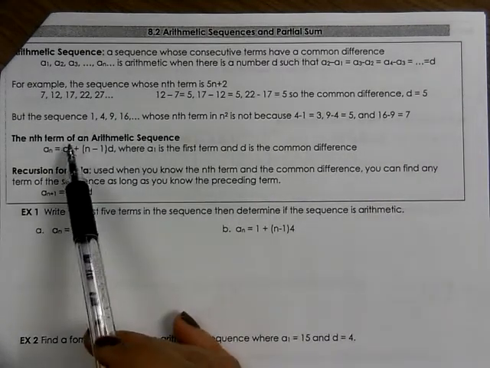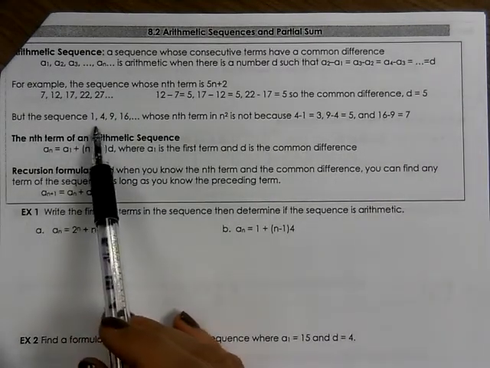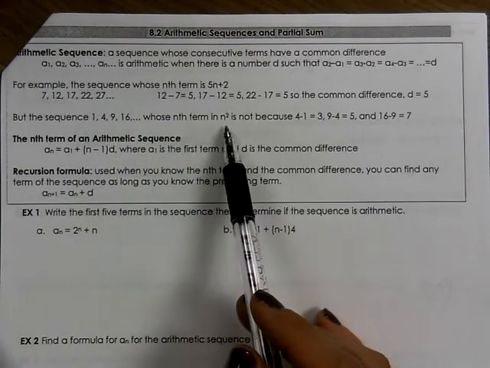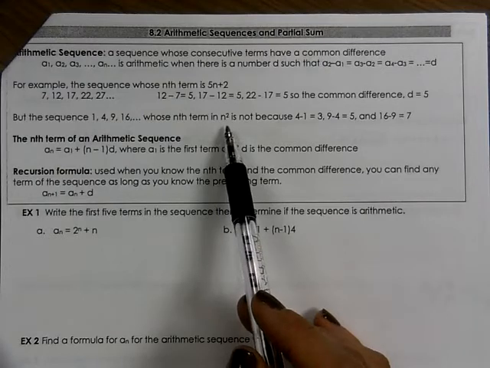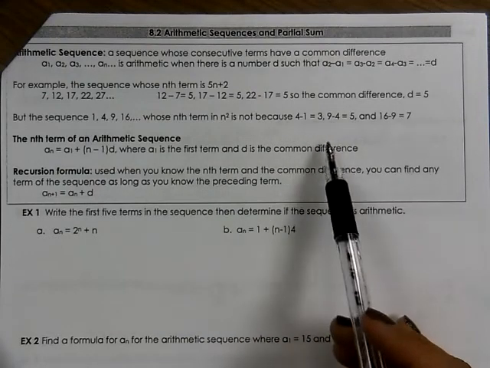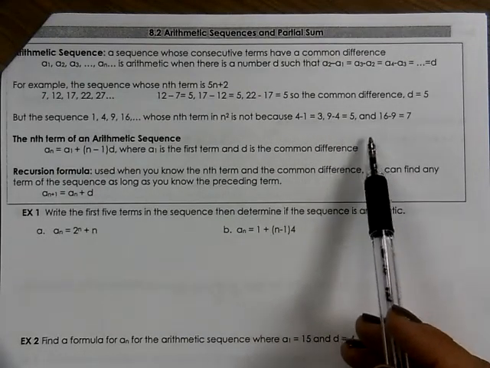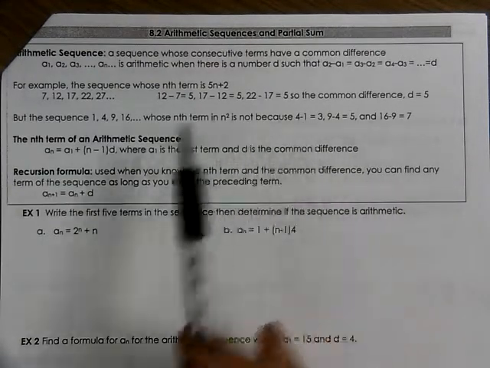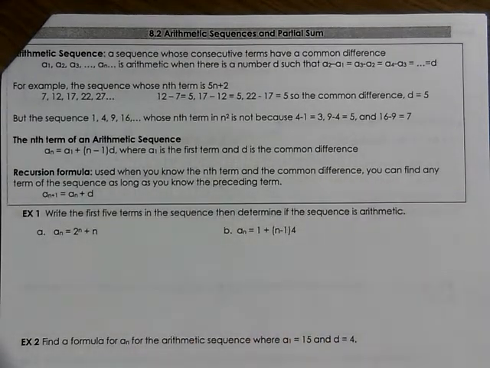But now if you look at this sequence where you have 1, 4, 9, 16, we can recognize hopefully that this is n squared. And when you subtract these consecutive terms, you don't get a common difference. You don't get the same value of d each time. So this is not arithmetic. Okay, does that make sense?